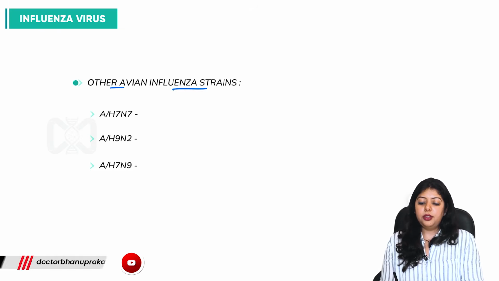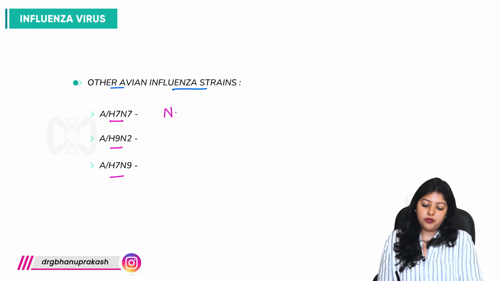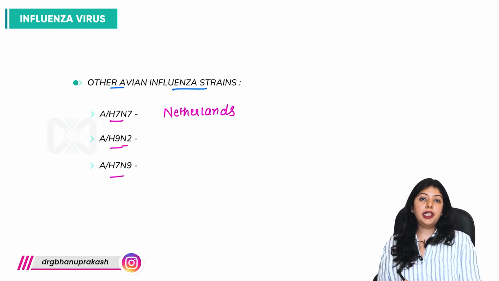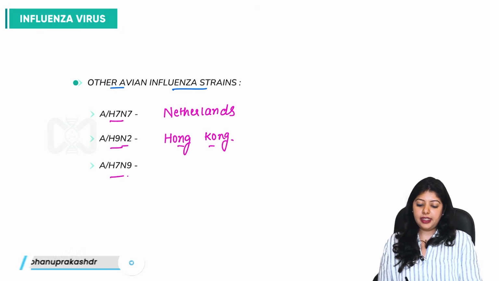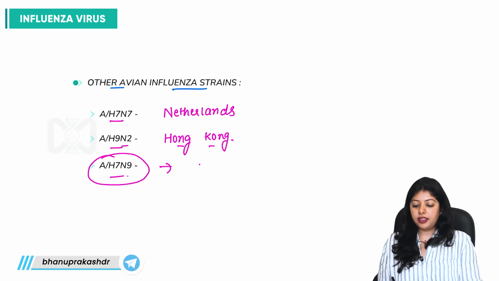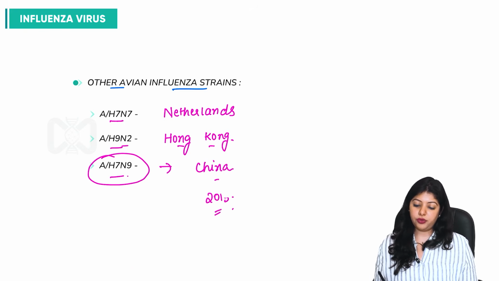So these are other important strains which are associated with avian flu. H7N7 was isolated from Netherlands. H9N2 was isolated from Hong Kong. And H7N9 was isolated from China, and it was responsible for another important outbreak, a recent outbreak. Not 2013, it was 2018.